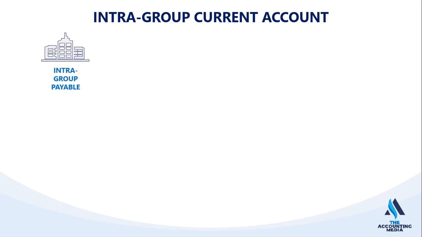If there is an intra-group payable, now there is a payable in one company. If you are owing 100 million, automatically the receivable in the other company must be equal. So if the parent claims that the subsidiary is owing 100 million, then in the subsidiary's account, if we check, the payable will be reading 100 million.